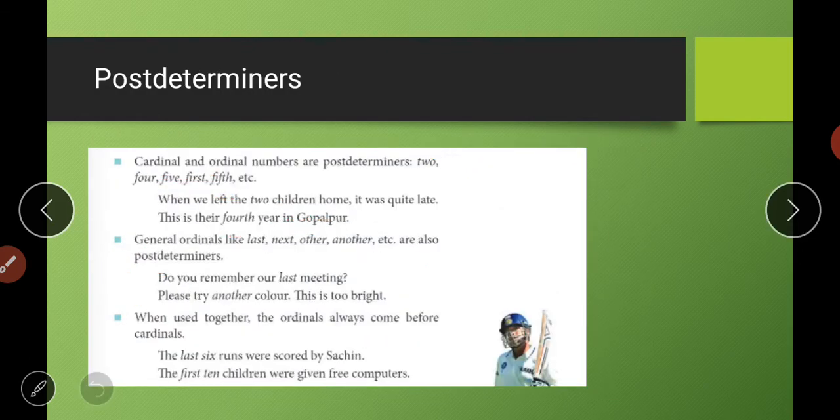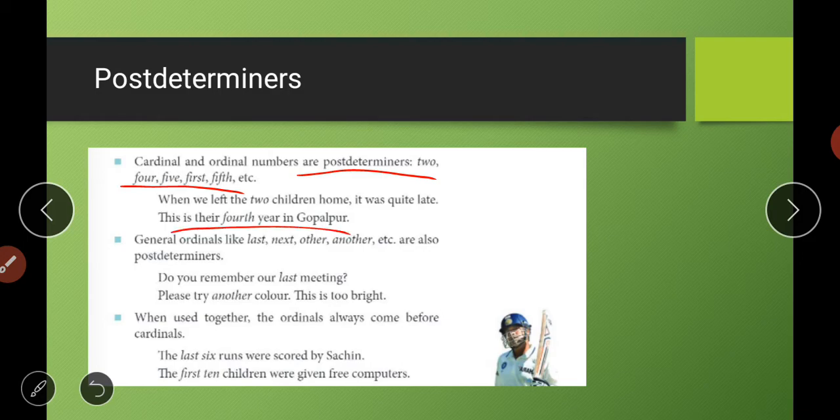Next are post determiners. Post determiners means the words that come after central determiners. So firstly pre, then central, then post determiners. Cardinal and ordinal numbers are post determiners, like 2, 5. Fifth, fourth, sixth are ordinal, and 1, 2, 3 are cardinal. So cardinal and ordinal numbers are your post determiners. When we left the two children home, it was quite late. Then, this is their fourth year in Gopalpur.